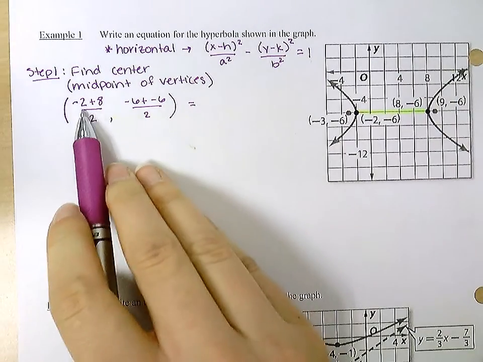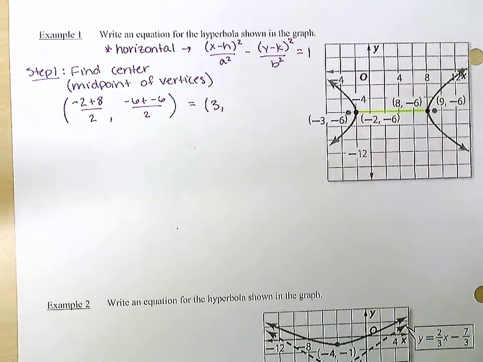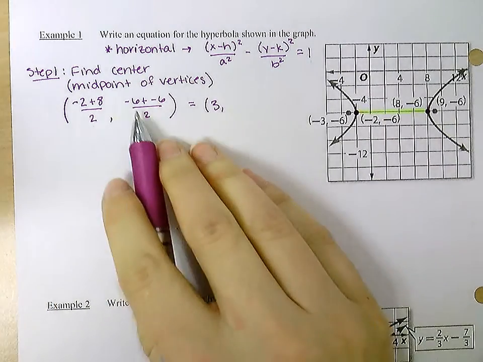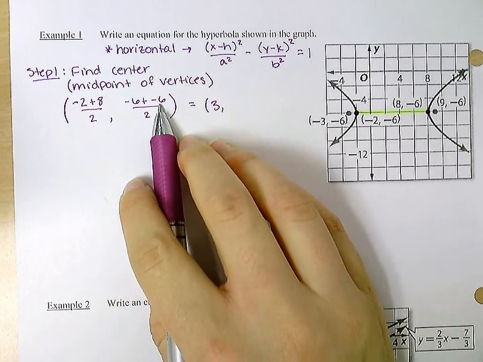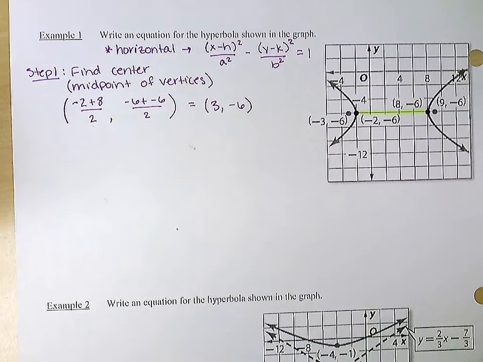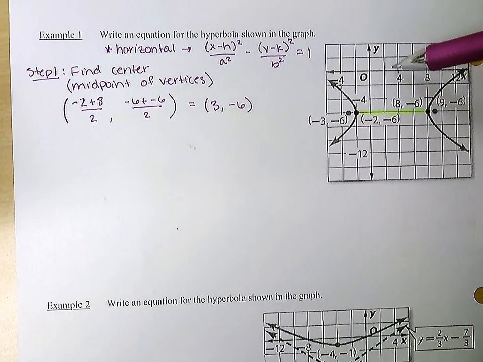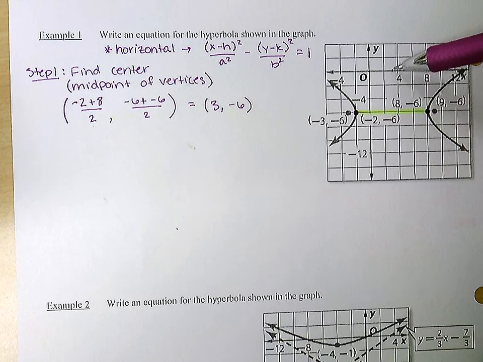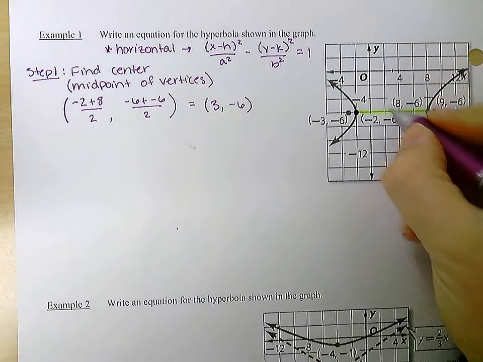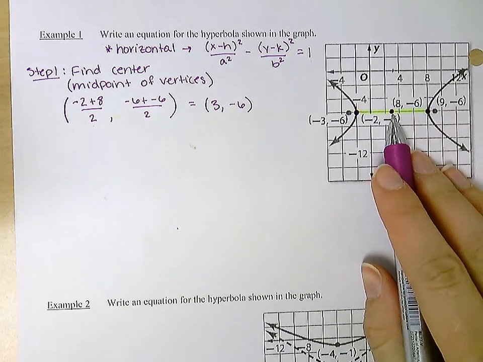Okay, so I have 8 minus 2 is 6. 6 divided by 2 is 3. -6 plus -6 is -12. -12 divided by 2 is -6. So our center point on our graph here is at 3, -6. That's our center right there.